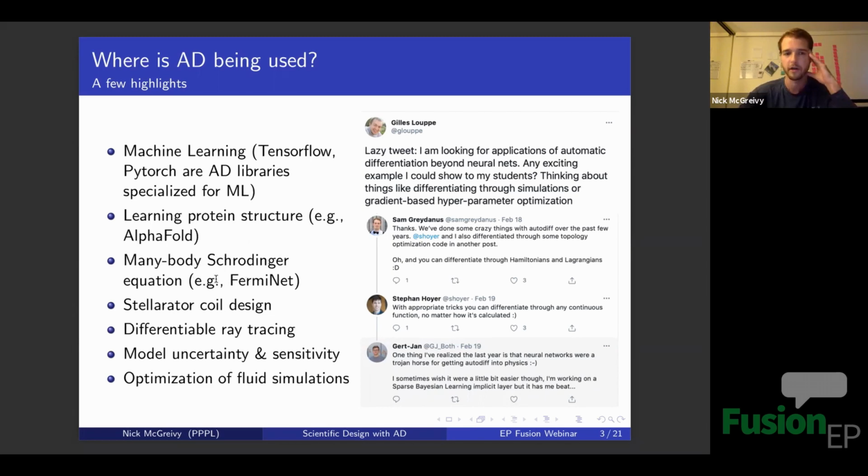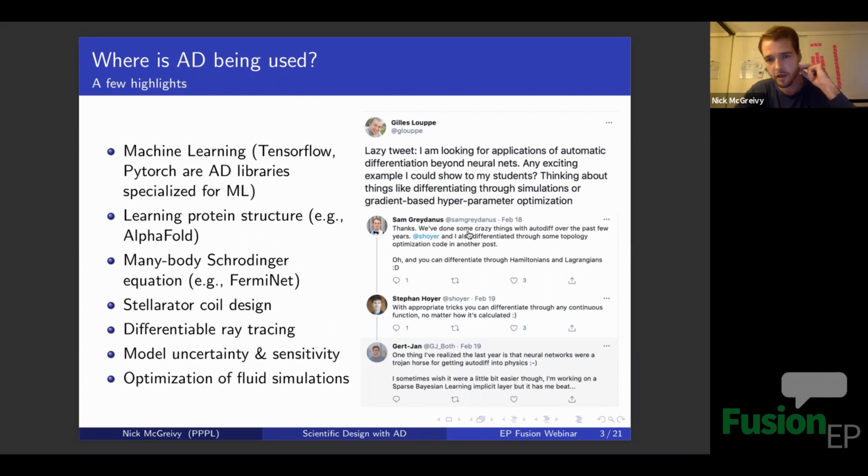But then things like solving quantum mechanics problems, solving the Schrodinger equation as an optimization problem for many bodies, this has been very successful as well. My research in stellarator coil design, differentiable ray tracing, optimization of fluid simulations, etc. So these all come from Gies's tweet. Gies works at CERN. If you're curious to see a whole bunch of applications that people have put out, you can go to his tweet and read the comments.